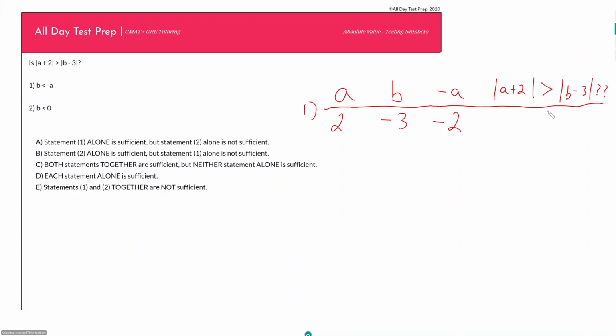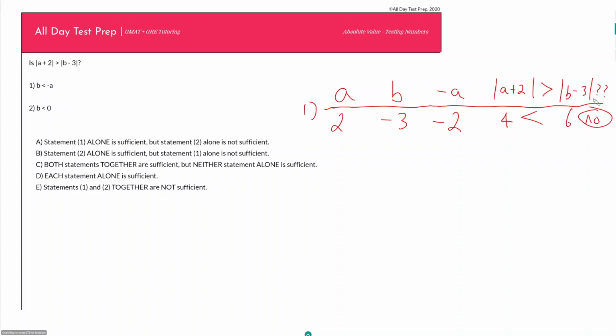Now I just need to see if it gives me a yes or a no to my question. So the absolute value of a plus 2 will be 4. The absolute value of b minus 3 is negative 3 minus 3, so 6. So we have 6 is greater than 4, therefore this is a no to our question.